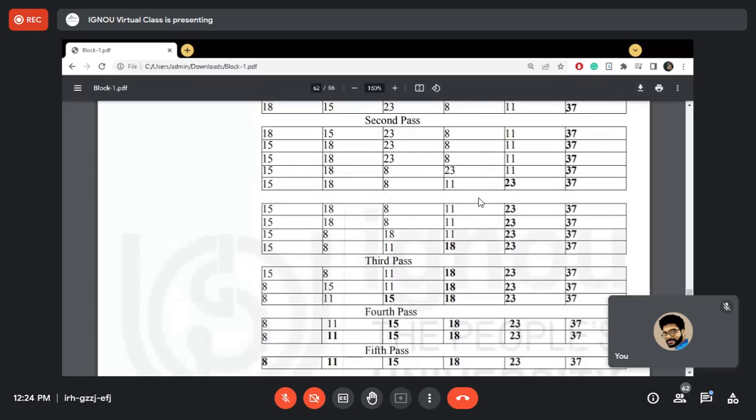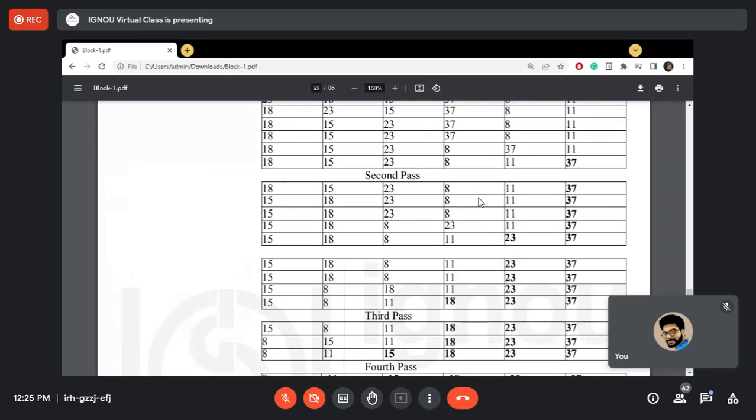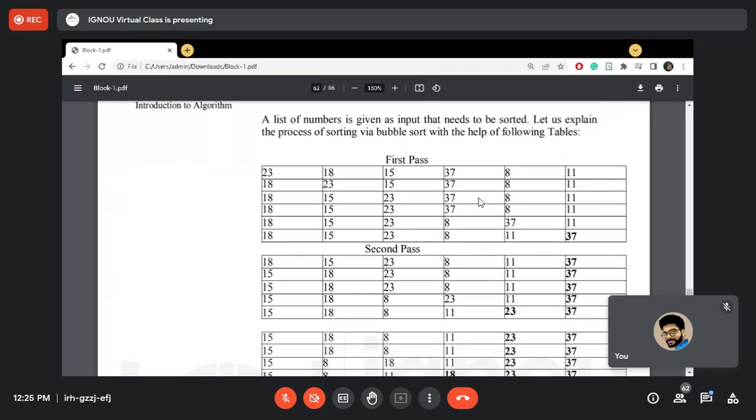Just read these five parts. Sorry, how it is sorted is actually confusing. Confusing. Okay, I'm explaining it once again.